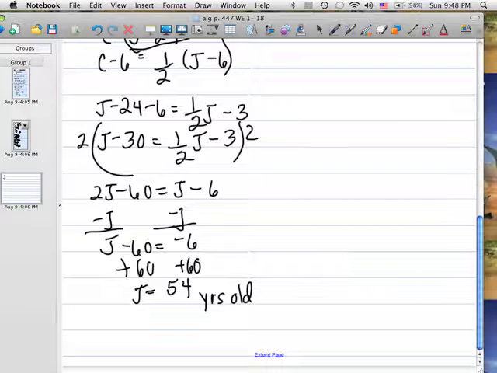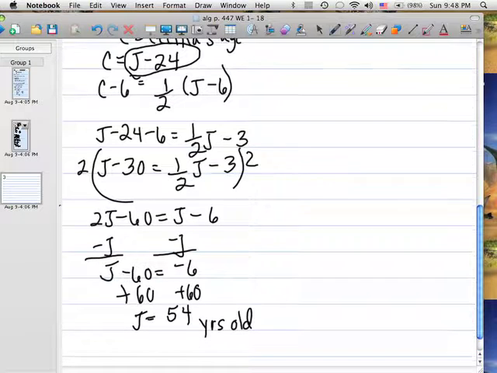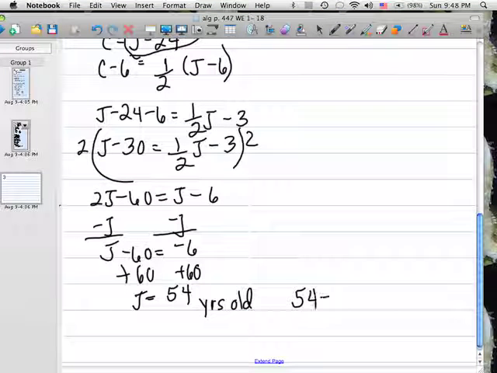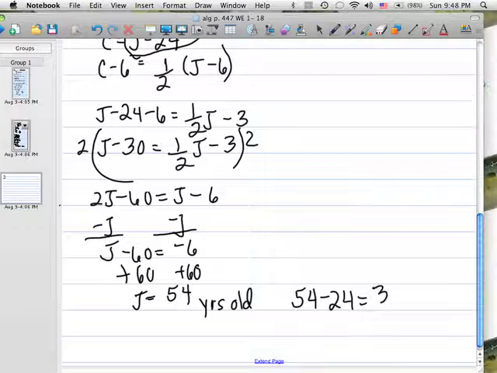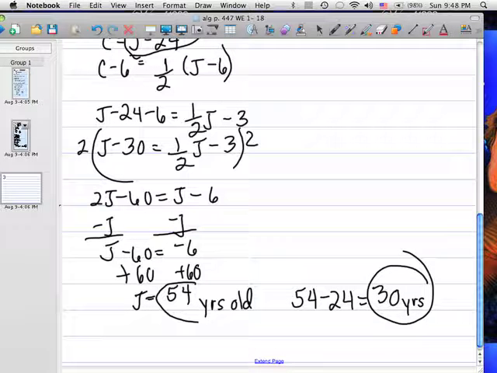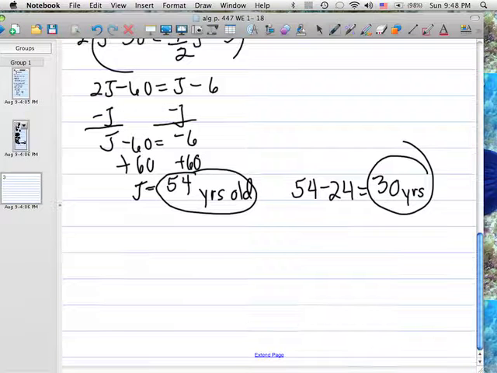And Cecilia was 24 years younger. So 54 minus 24, she is 30 years old. Number 14.